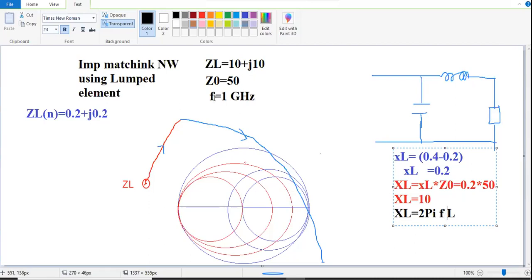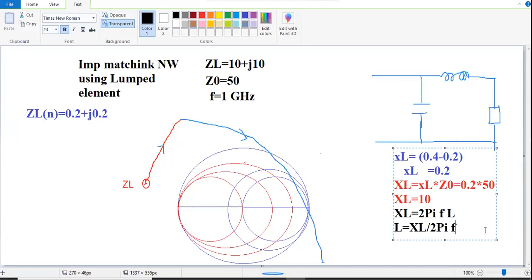Frequency, what is given frequency? Here, 1 gigahertz. So frequency is 1 gigahertz. And L, that we have to find out. So rearrange the equation. So L equals to what? L equals to capital XL. Always remember, capital XL upon 2 pi F, frequency.